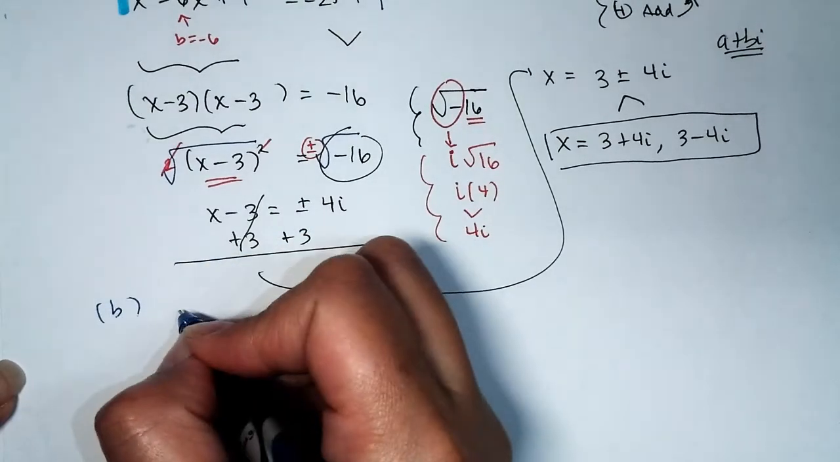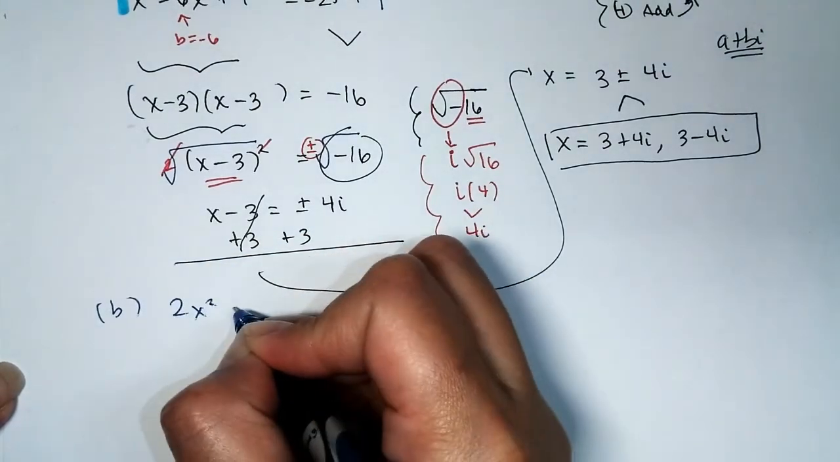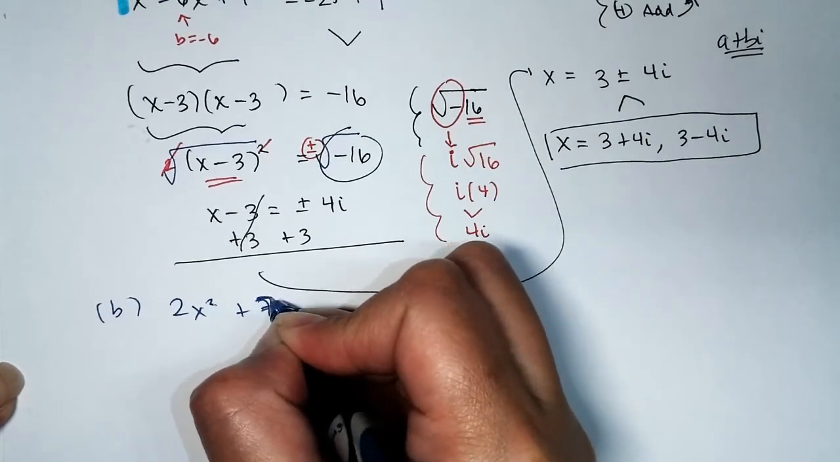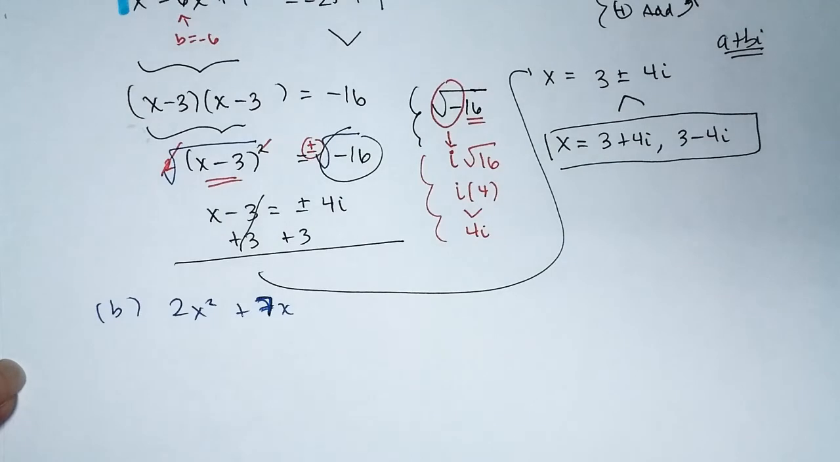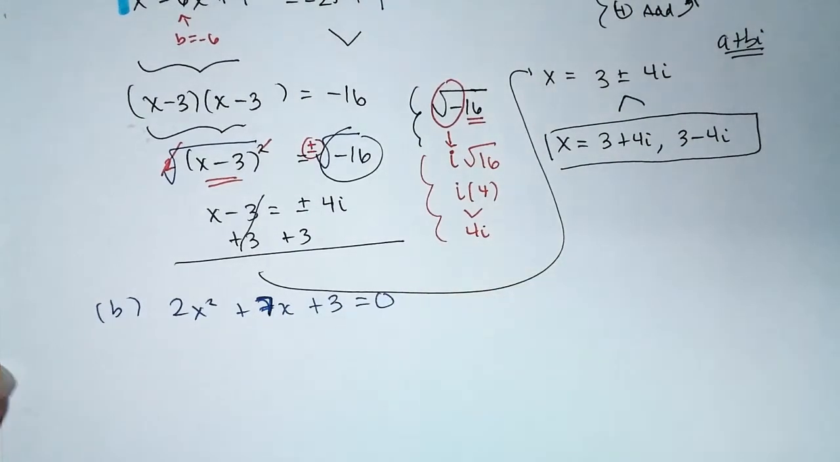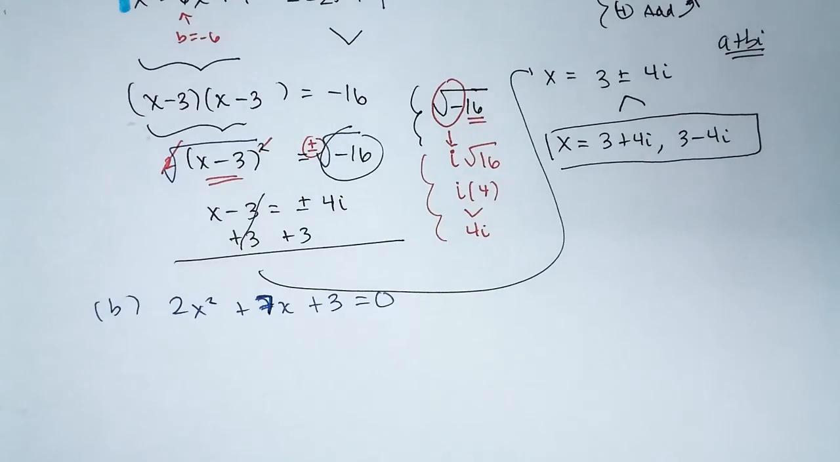So the problem reads 2x squared plus 7x. That's a 7. I should have just left it like that. 2x squared plus 7x plus 3 is equal to 0. So bear in mind that we're not given the liberty to solve this however we like. We have to solve it by completing the square. So let's prep it up, okay?